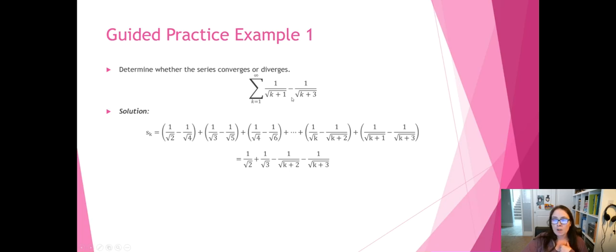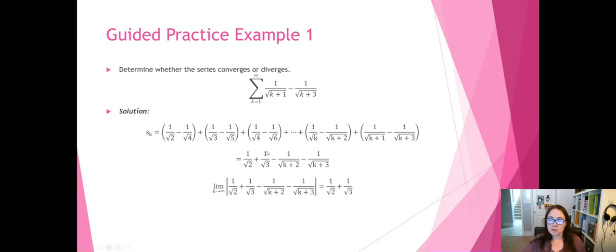So these are the only 4 terms that are not going to cancel in the kth partial sum of this series here. Now that I've determined that, which is the hardest part on this one, I'm then going to just take the limit as k approaches infinity for this. And just looking at this, I know that these last 2 terms with the k's, the denominators are getting infinitely large. So those terms are going to approach 0.